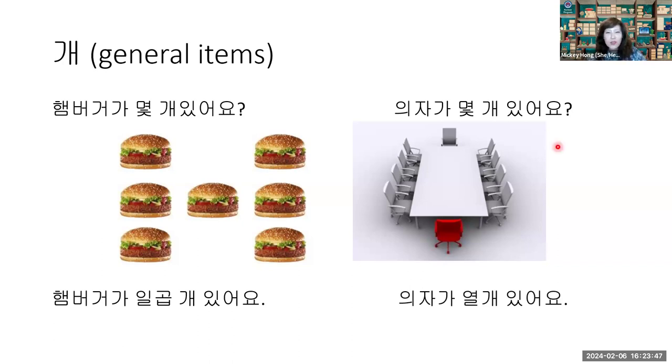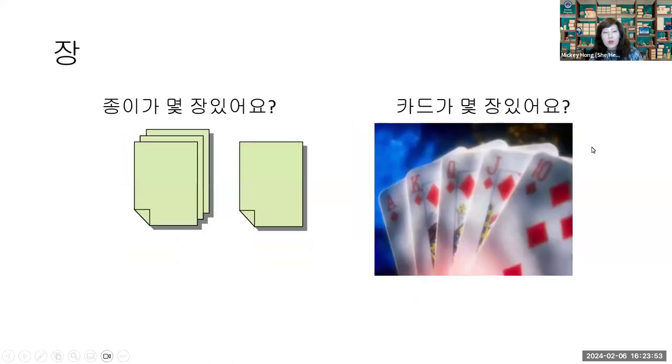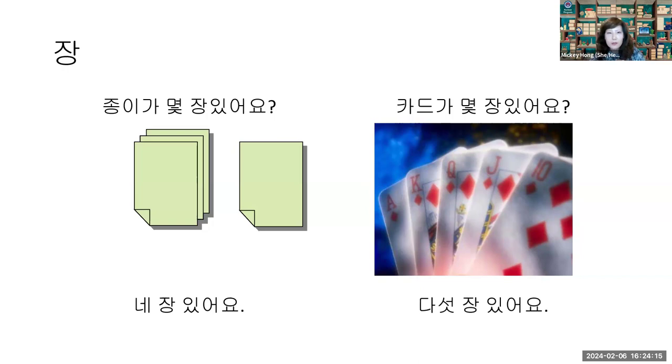Yes, you mention the thing that you are counting and the quantity of it, and then the number counter and 있어요 to say there exist so many of something. 종이가 몇장 있어요? 네장 있어요. Sheets of things. 카드가 몇장 있어요? Cards are flat. And LP records and CDs are flat. 카드가 몇장 있어요? 다섯 장 있어요. They're also used with 장.